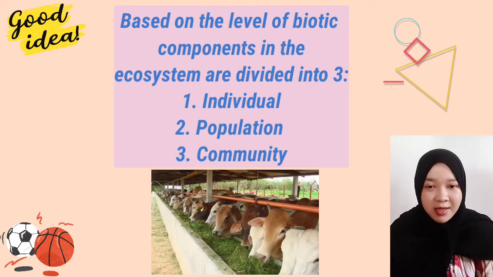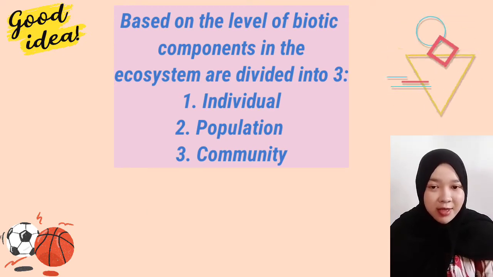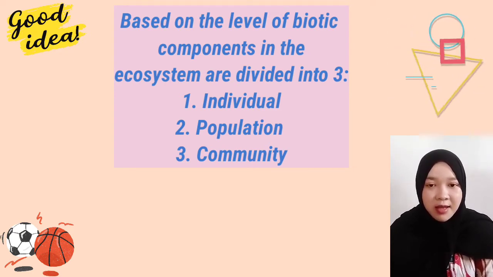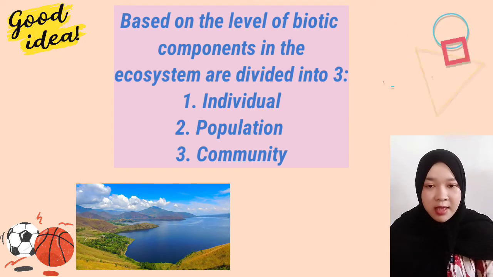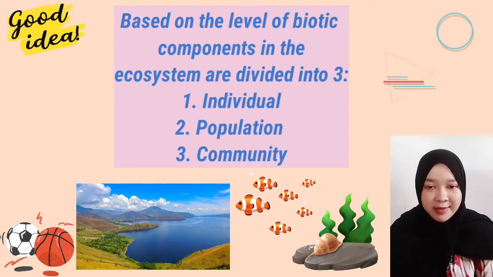For example, the cow population. This group of cows is called a cow population. And then community. A community is a collection of 2 or more populations living in one place. An example is a lake community, where the lake community consists of a fish population and a plant population.